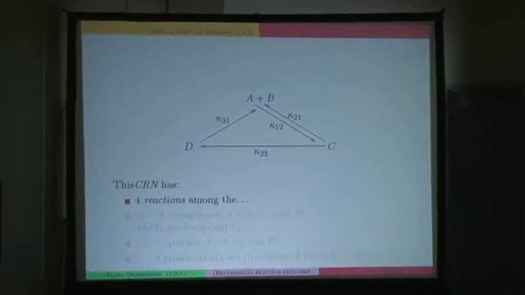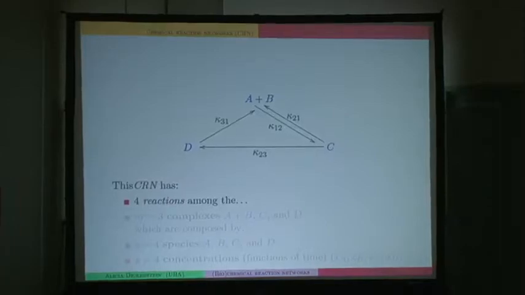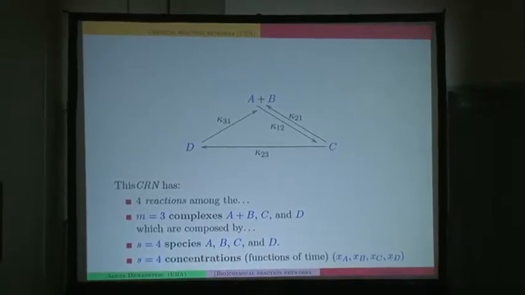And so how do we build differential equations that explain the dynamics of what is happening? So here we have 4 reactions. The reactions are the arrows. We have 4 arrows, this means 4 reactions. There are 3 complexes, which are A plus B, C, and D. And these are composed of 4 species, which here are just A, B, C, D. And the objects we want to study are the concentrations of these species along time. I'm going to call them x_A up to x_D. This is what we are interested in.